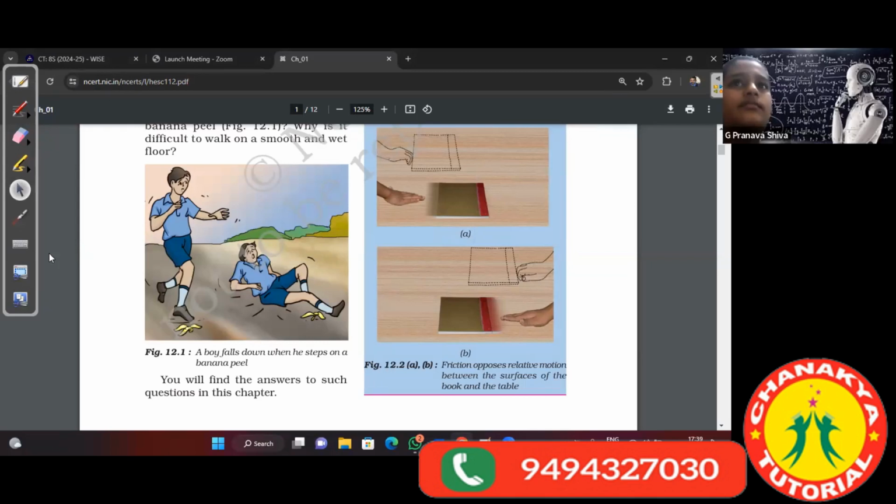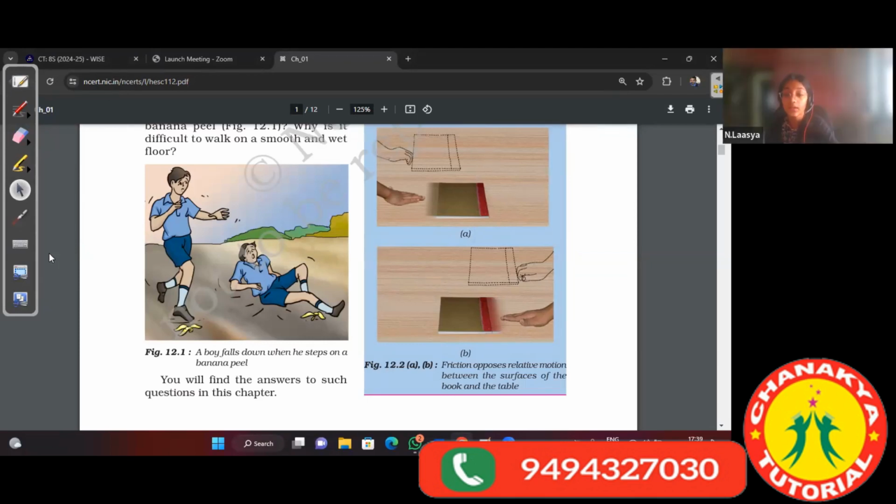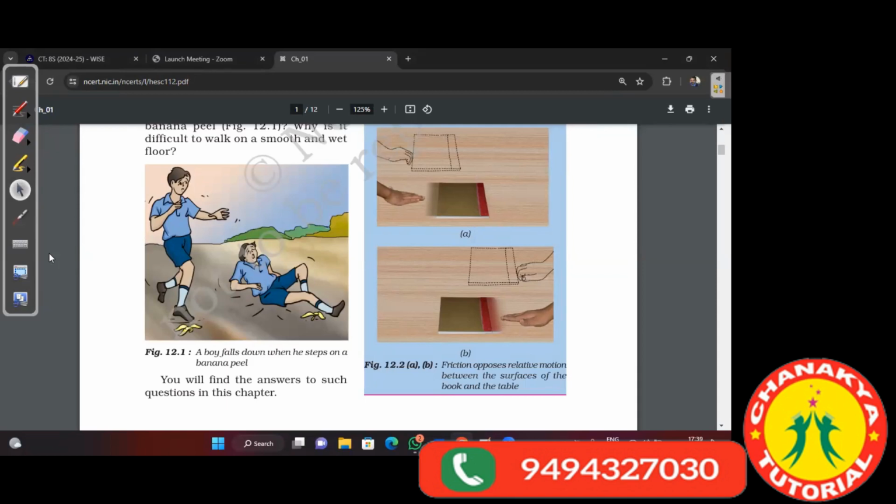No, the friction is not making the book move. It is opposing the motion. It's making it stop. So friction always tries to stop the motion. It does not allow the motion.